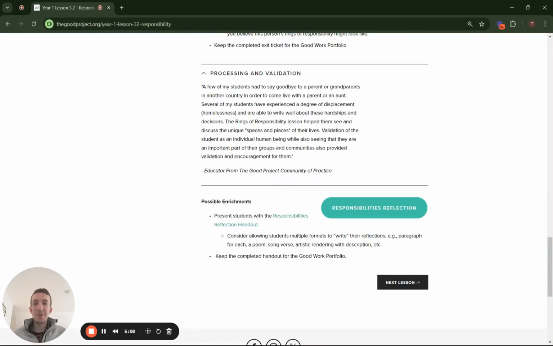And then we have a possible enrichment here for you as well. There's another reflection handout about responsibilities if you so choose.